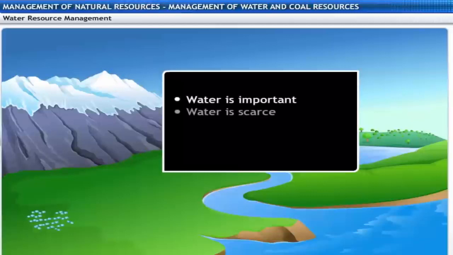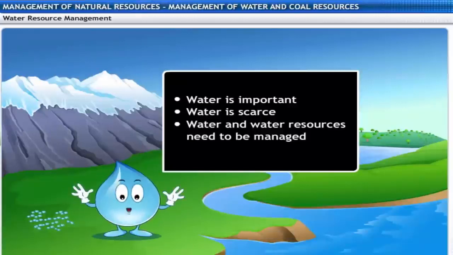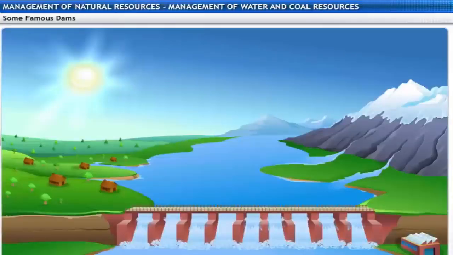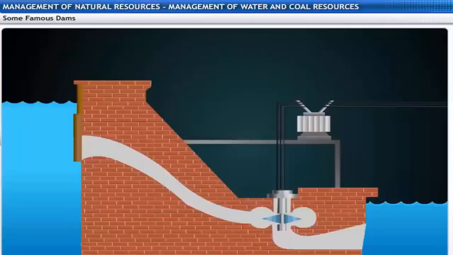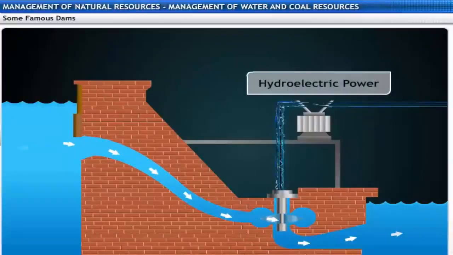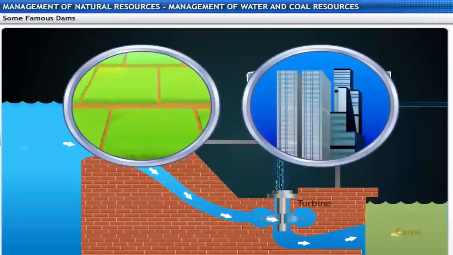Therefore, it is very important to manage our water resources well and preserve it. Let us take a look at some ways in which this is done. One of the common methods of water resource management is to build dams. A dam is a structure used to divide and retain water in a particular area. Dams are used to generate hydroelectric power. They are also used for agriculture and in cities through canal systems that transport stored water to great distances.